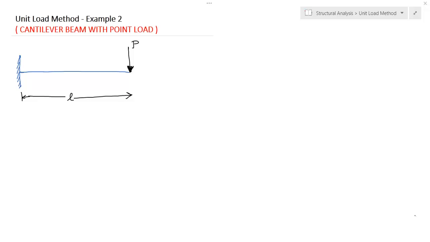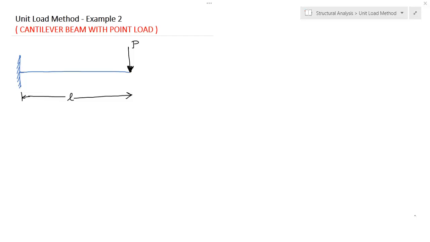Welcome to Being Civil. This is another example of the unit load method. In this method, we will determine the slope and deflection of a cantilever beam subjected to a point load at the tip. Let's start.